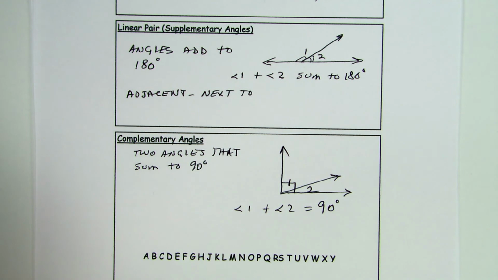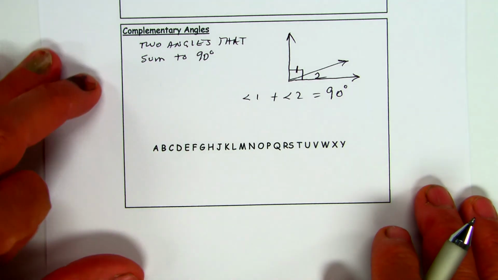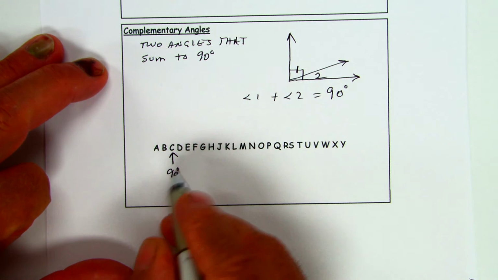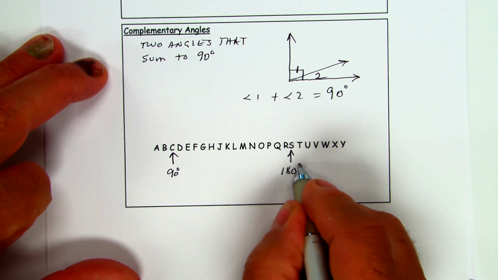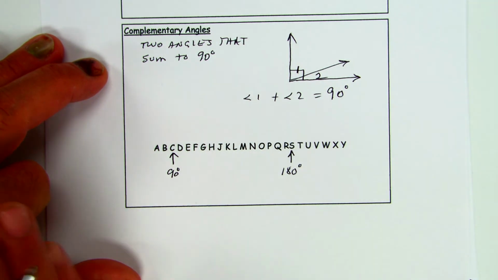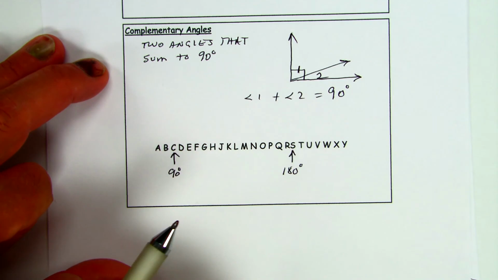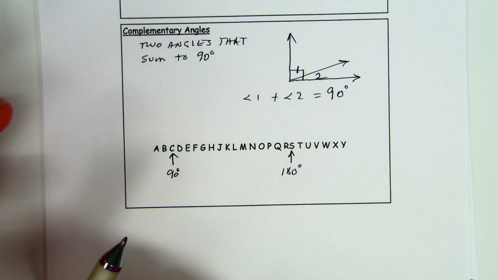Now, students generally have a difficult time remembering which of supplementary and complementary is 90 degrees and which is 180 degrees. One thing I think of to help me remember is that complementary comes early in the alphabet, whereas supplementary comes much later, and I think of that as being larger. So early in the alphabet, complementary is 90. Later in the alphabet, supplementary is 180 degrees. So that's just some of the basics to get us started in geometry.